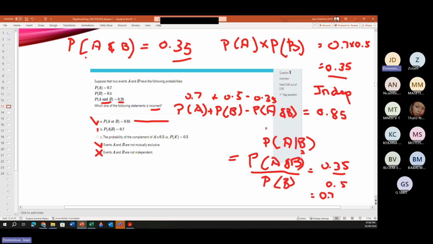So that is correct. And the probability of the complement of A is 0.3. The complement is 1 minus the probability of A, which is 1 minus 0.7, which is equal to 0.3. So you can see the complement is also correct.